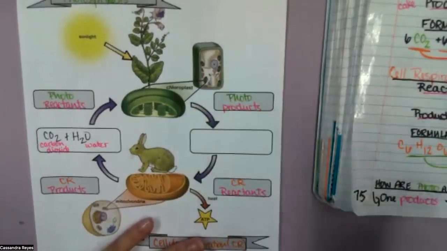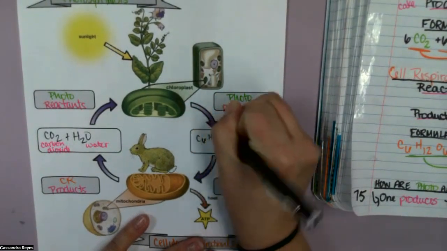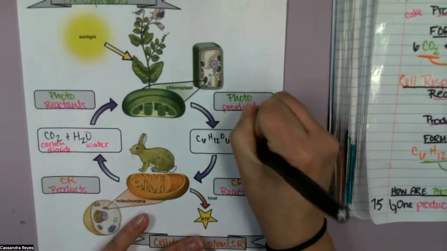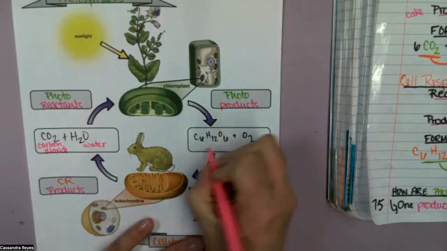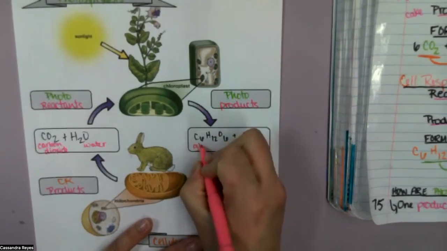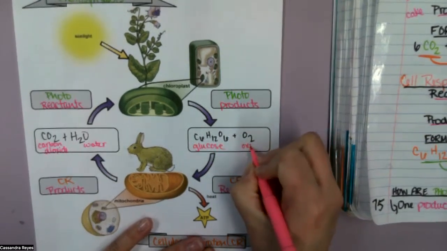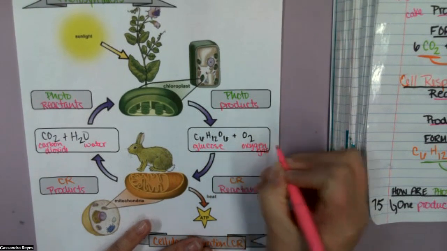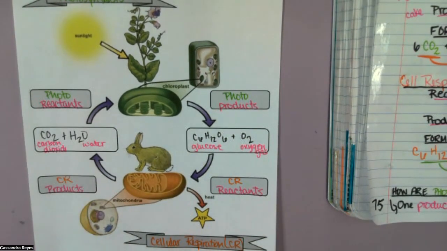Okay, but anyways, so that's C6H12O6 plus this stuff called O2. All right, and that C6H12O6 was that stuff we called glucose. And that O2 stuff was oxygen gas.